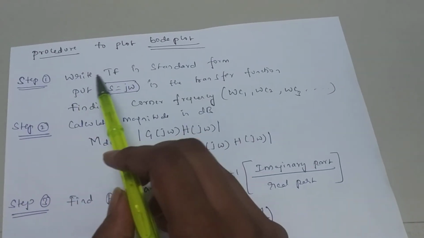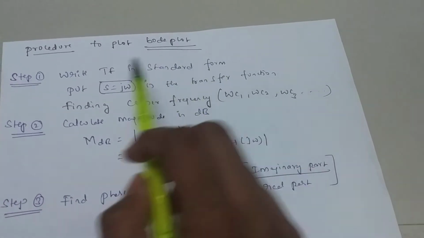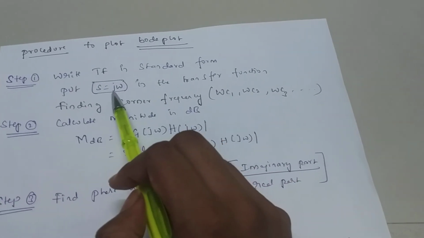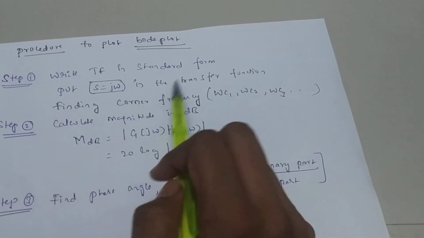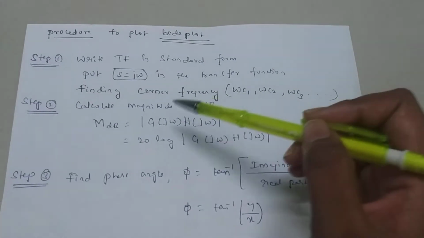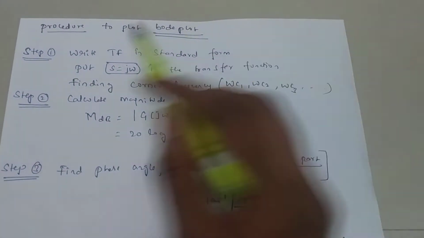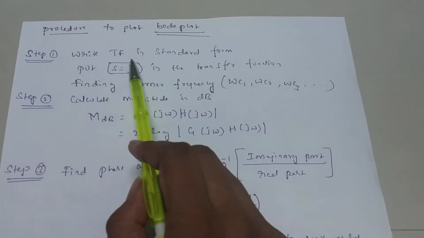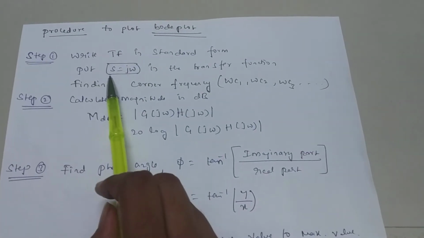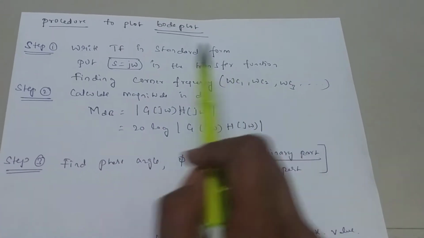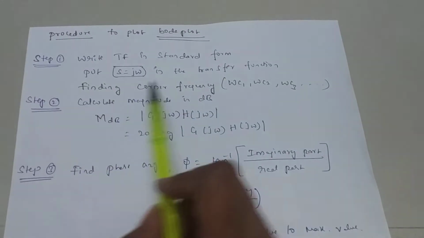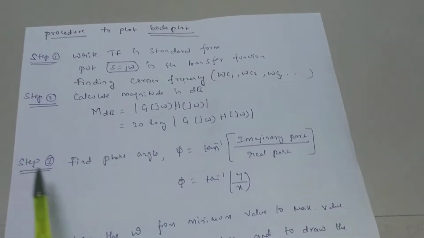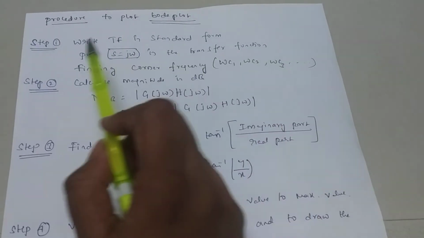First step is writing a transfer function in standard form and replacing s with j omega in the transfer function. This I'll briefly discuss when I take a problem. So you just observe the steps here. The first step is writing the transfer function in standard form and replacing s equal to j omega in the transfer function. Next, finding the corner frequency. For corner frequency we have a formula that I'll also discuss in a problem itself.